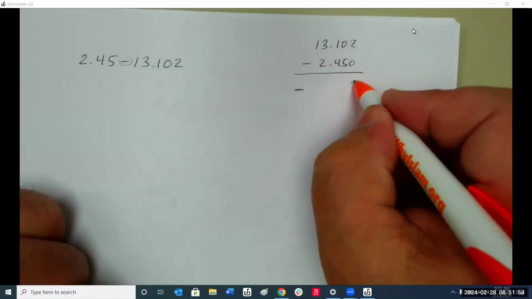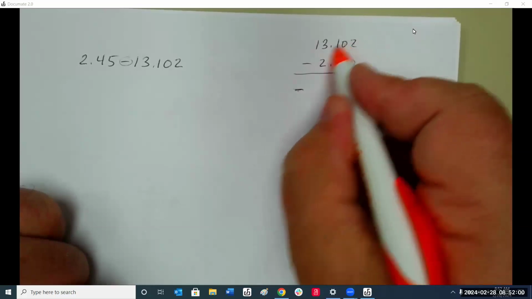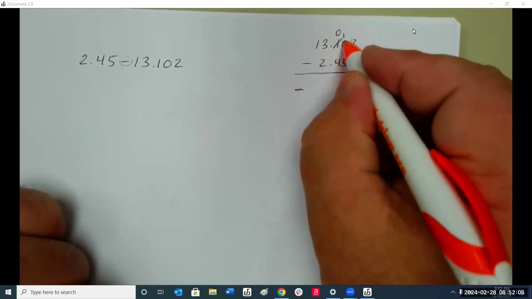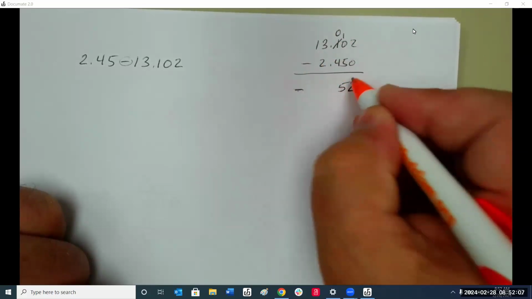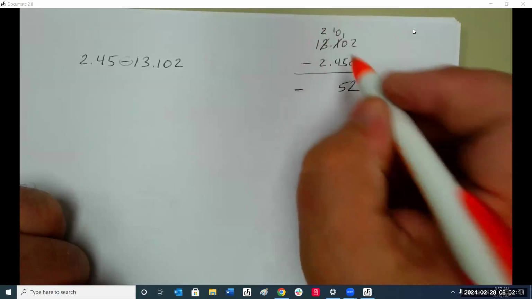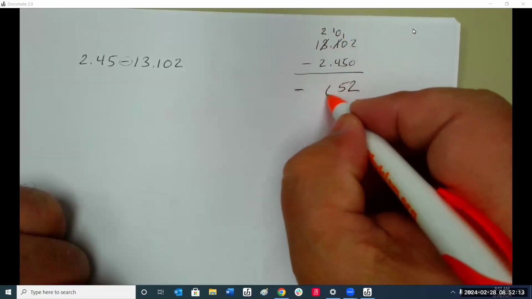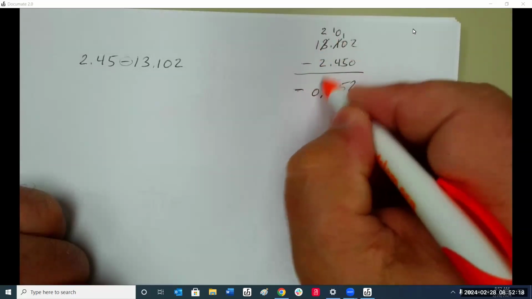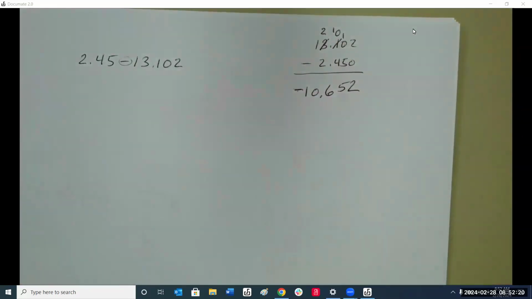2 minus 0 is 2. 0 minus 5 I can't do, so I borrow 1. 10 minus 5 is 5. Again, I can't do that. So 10 minus 4 is 6. 2 minus 2 is 0, and then 1.